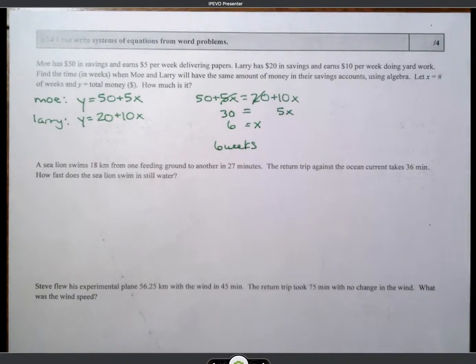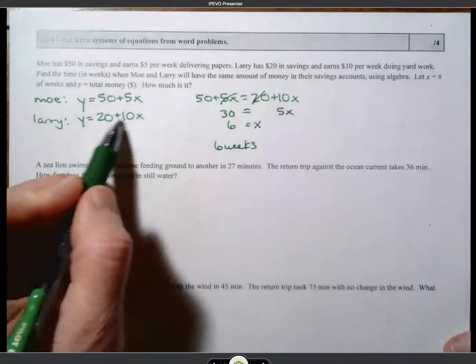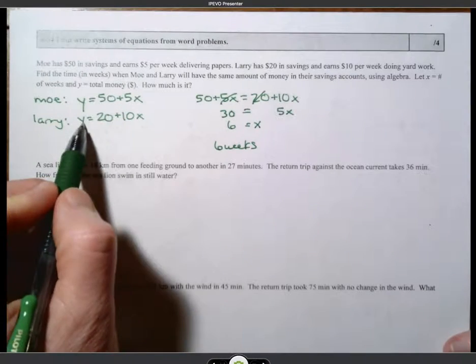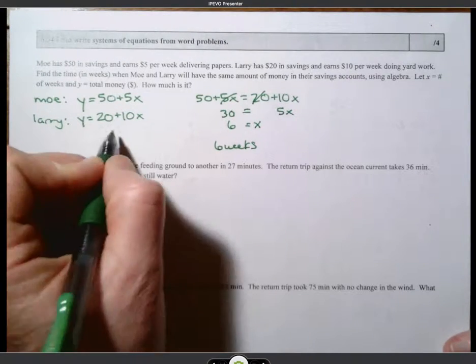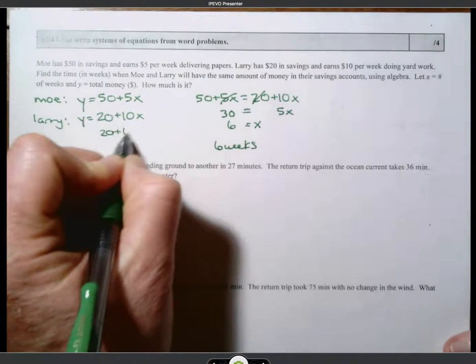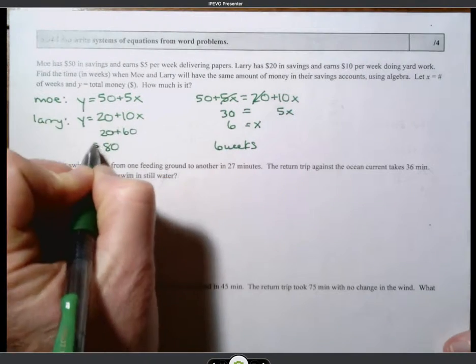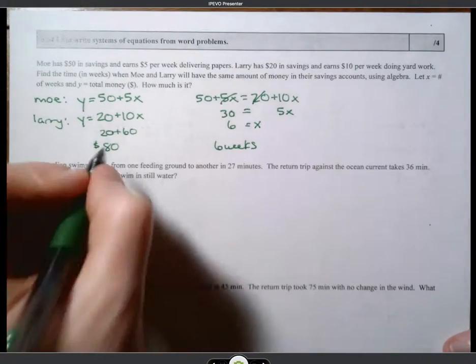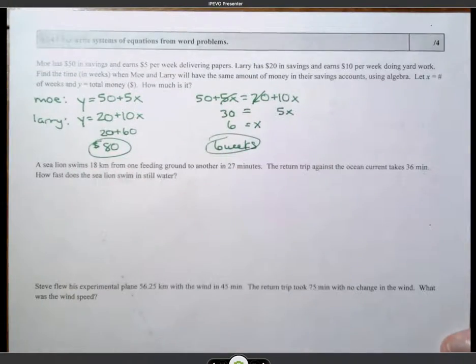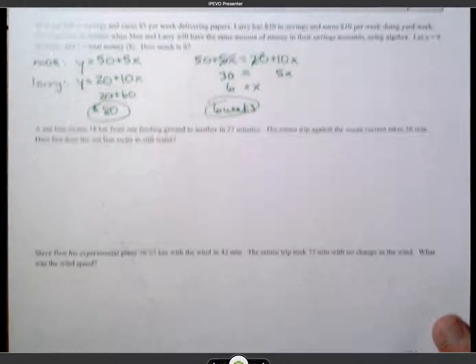All right, and then how much is it? Well, y is how much money Larry has. So if we just plugged in 6 here, I get 20 plus 60, and that is going to be $80. Okay. All right, next question.